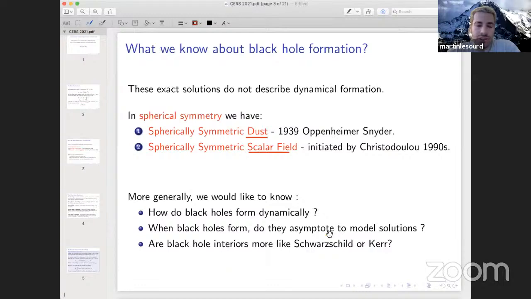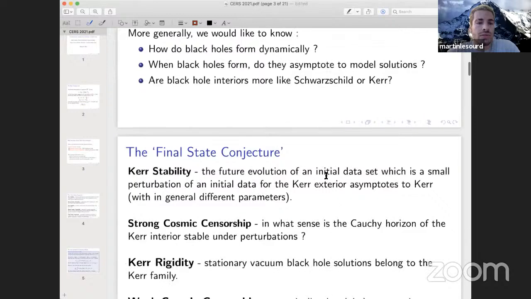And then, of course, there is this question of black hole interiors. Are the interiors more like Schwarzschild or Kerr? Namely, what's the nature of the singularity inside, or is there a Cauchy horizon, etc.? That's strong cosmic censorship, so we won't be talking about that. But that's another question you could ask about black holes, and especially the astrophysically relevant ones.